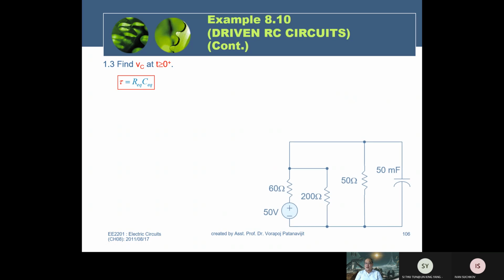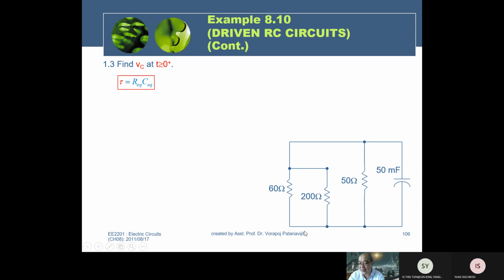In order to determine R equivalent and C equivalent, if you don't see them clearly, you must redraw the circuit for time greater than 0. Okay, when you redraw the circuit, you cannot see them clearly because it has some voltage or current source in here. You must kill every source that you have. How to kill the voltage source? You kill it by short circuit.